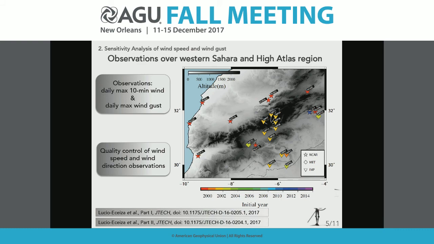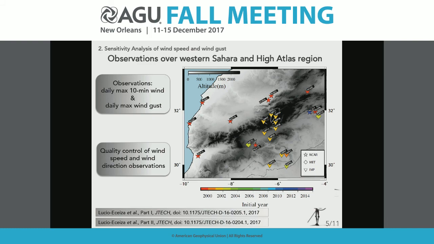So this symbol stands for sites, different institutions providing data. Color relates to the length of the observational period, so most of them are 10 years at least. And we have two types of observations. So we have daily maximum 10 minute averages, and also daily maximum wind gust. The gust is related to the maximum wind speed in the order of 3 seconds or less. So these are the most damaging ones, but we also have these daily maximum mean averages. We are in the spectral gap that relates turbulence with synoptic scale. So these are strong sustained winds, as we can think of them.